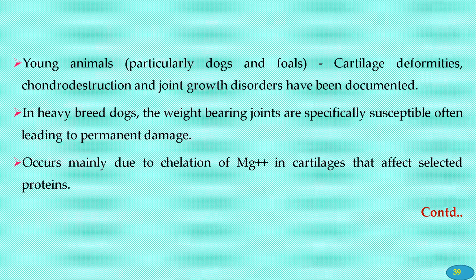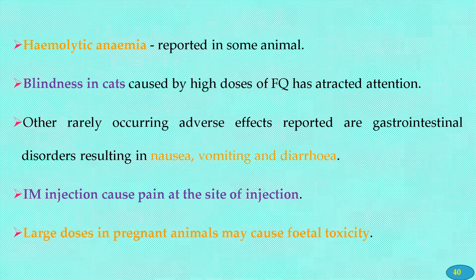So why are they contraindicated in young animals? Because the cartilage is developing there and the chelation of the magnesium in the cartilage causes chondro destruction. Hemolytic anemia is one of the rare side effects. Blindness in cats is also caused, though somewhat rarely. Other rarely occurring adverse effects are GI disturbances, which are very common with almost all antibiotics: nausea, vomiting, diarrhea, and the IM injection causes pain at the site of injection.